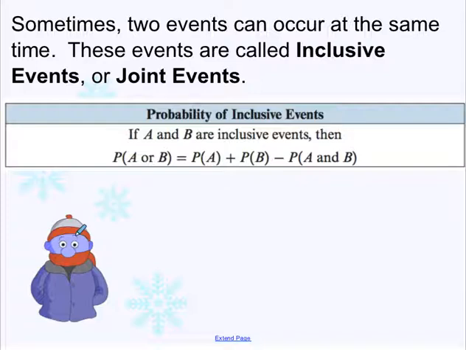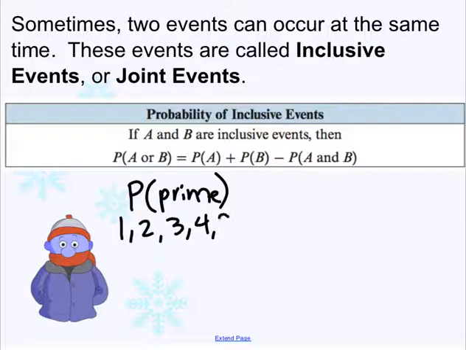Basically, when we do this, an example of this is, let's say we are looking at a number die, and I want the probability of getting a prime number. Okay, out of my 1, 2, 3, 4, 5, and 6 possibilities, 2, 3, and 5 are our prime numbers. So we have 3 out of 6.